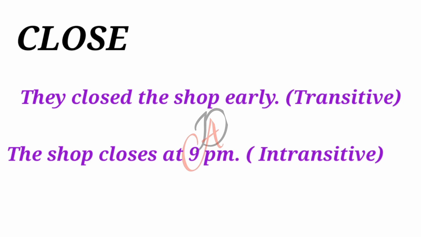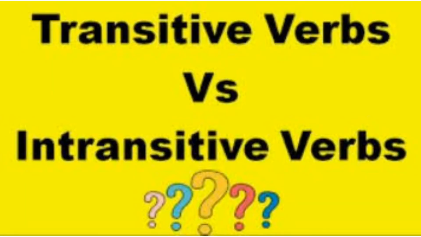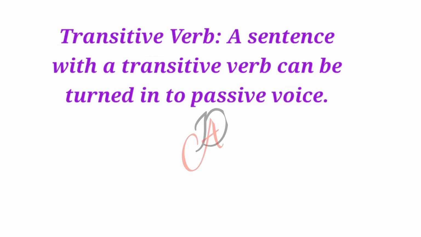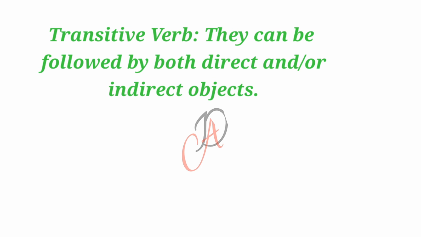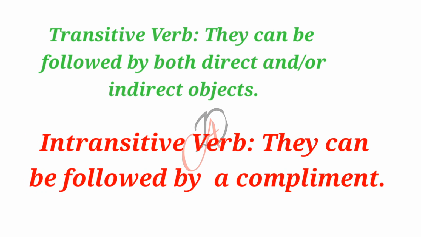Let's see what is the difference between transitive and intransitive verbs. The two major differences between transitive and intransitive verbs: the first is passive voice. A sentence with a transitive verb can be turned into passive voice, whereas a sentence with an intransitive verb cannot be turned into passive voice. And the second difference is, transitive verbs can be followed by both direct and indirect objects, whereas intransitive verbs can be followed by a complement.